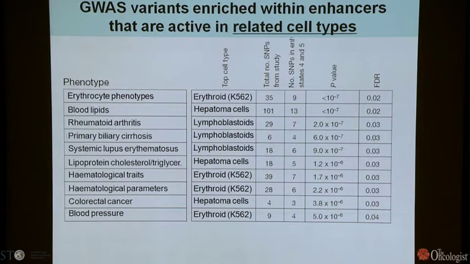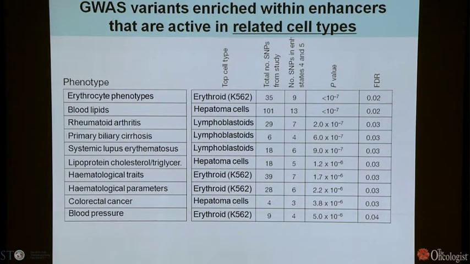So here are a number of examples. The top association we pulled out in a totally unbiased approach was a genome-wide association study for erythrocyte phenotypes. And the sequence variants, the SNPs between individuals that are most associated with different erythrocyte phenotypes, are enriched in enhancers that are specifically active in K562 cells, which is an erythroleukemia cell line.